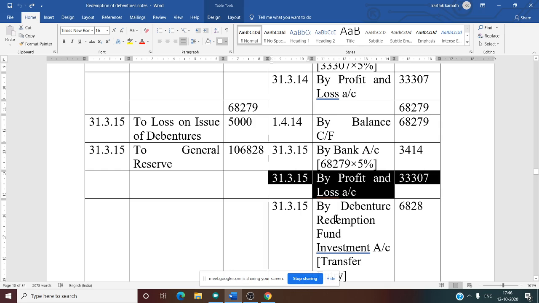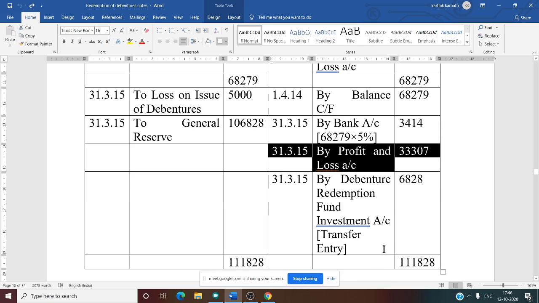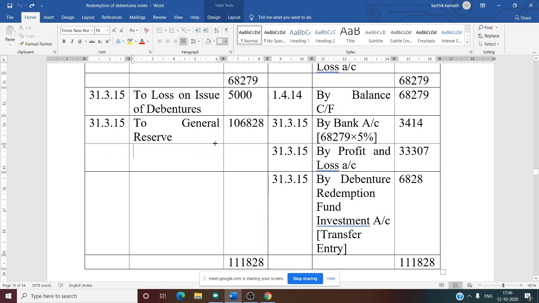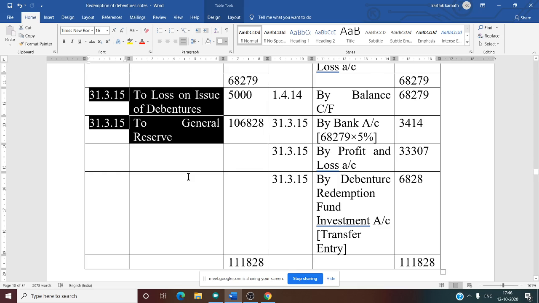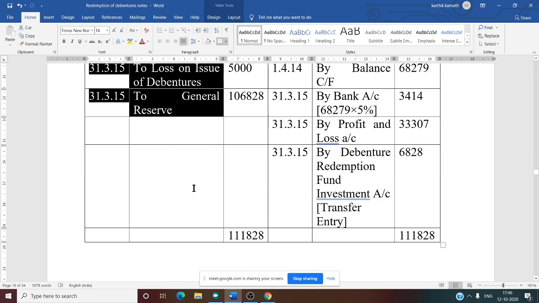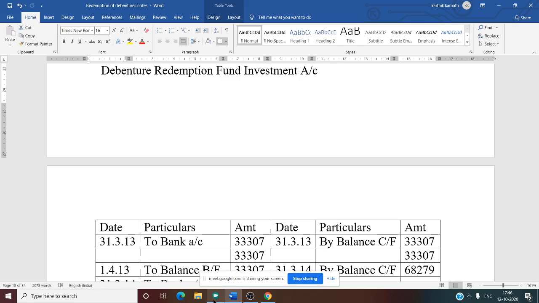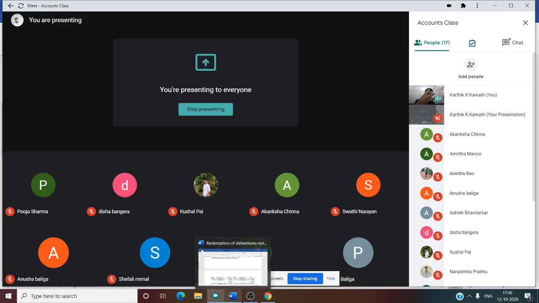Now leave the account as it is. Don't write these entries. This is a transfer entry. Don't write now. And debit side also don't write now. Now leave the account as it is. Now go for debenture redemption fund investment account. Now we will move on to the third account. After finishing the third account, we need to come back to the second account to close it.